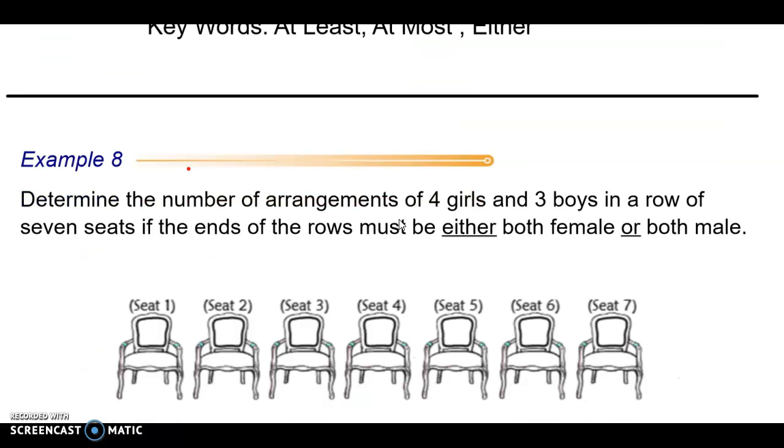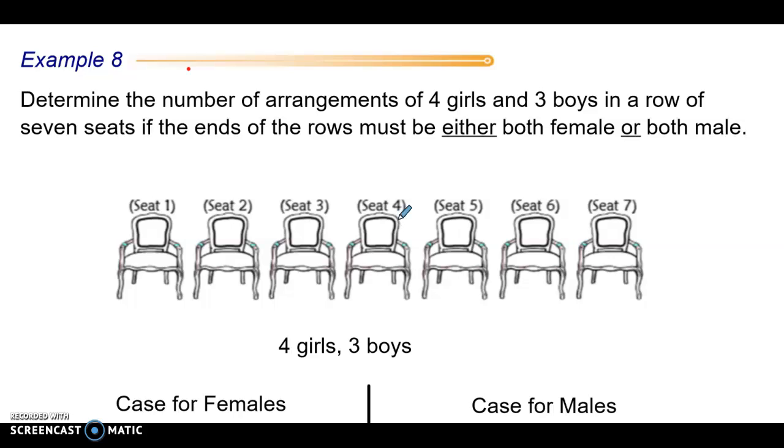Example 8. Determine the number of arrangements of 4 girls and 3 boys in a row of 7 seats if the ends of the row must either be both female or both male. So the key word here is either. We are going to take each of those cases individually to find the number of ways to have a female at the end of each row of the seat. And then we're going to look at the number of cases where there's a boy at the end of each seat.